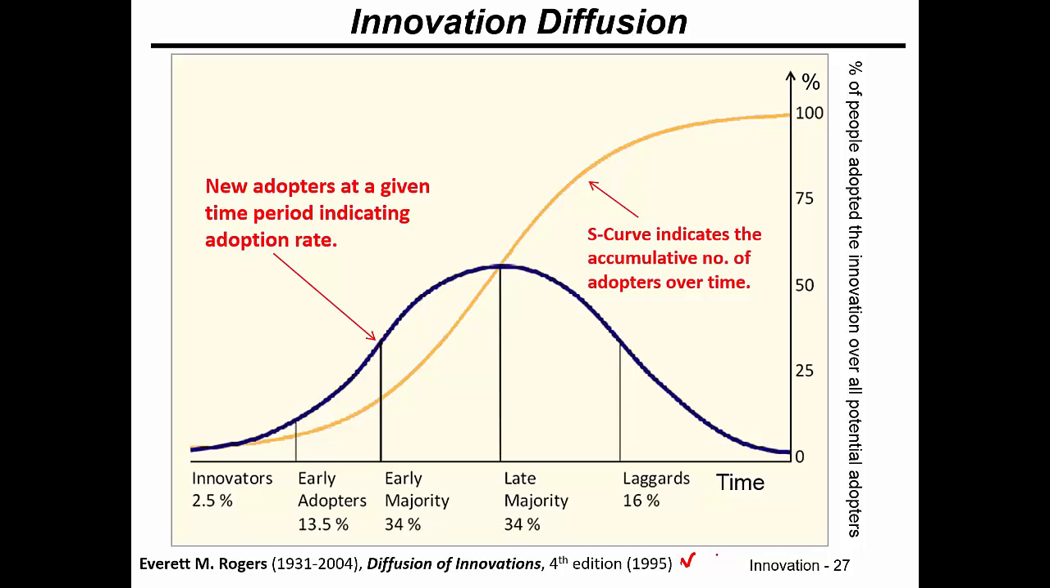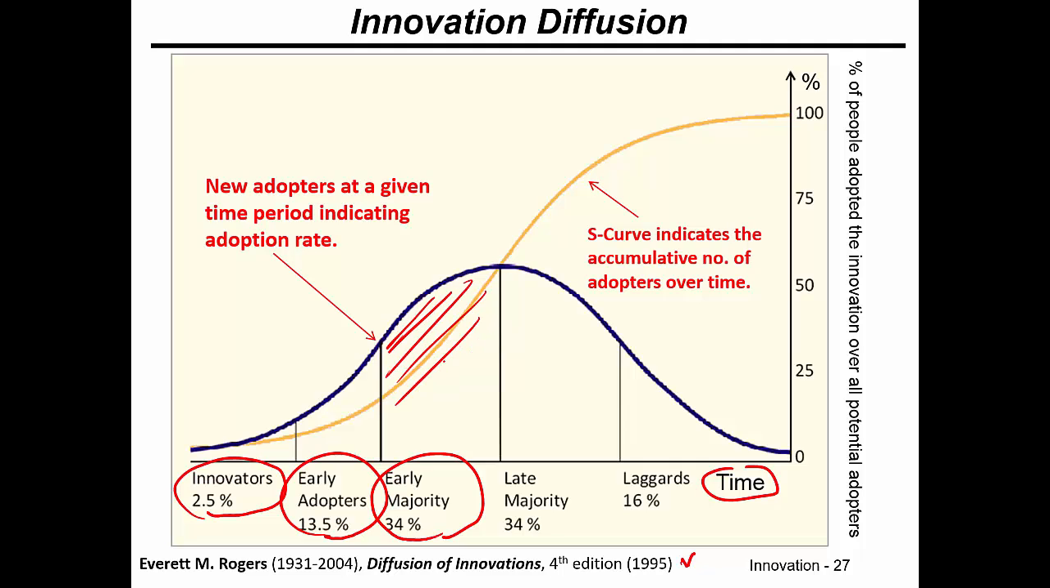Rogers studied several innovative technologies and found that there's a common pattern in terms of how these new technologies have been adopted over time. Initially, you attract about 2.5% of innovators who are brave enough to adopt and play with the new, probably unstable technology. And then followed by early adopters, which is about 13.5%. And the third cohort is the so-called early majority. And the population is under this area.